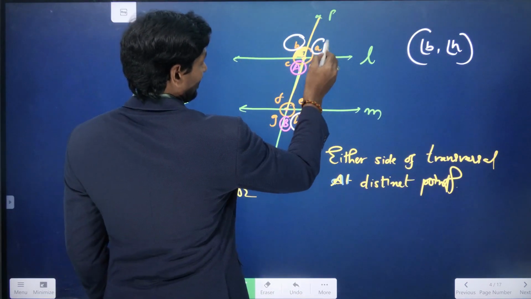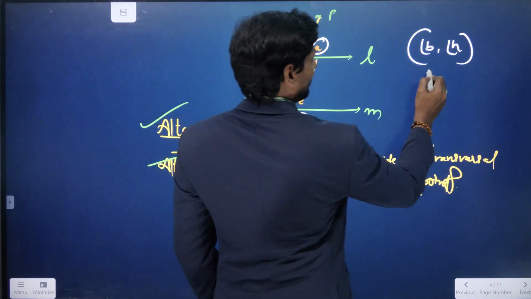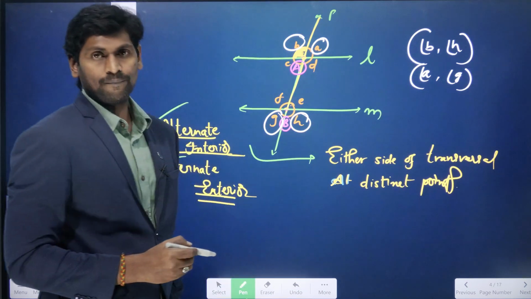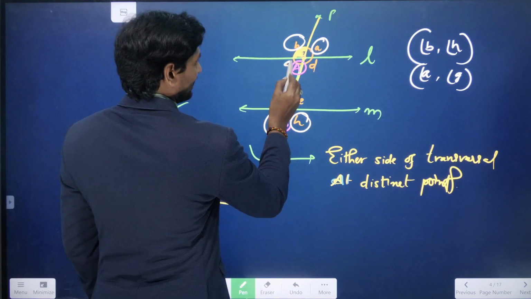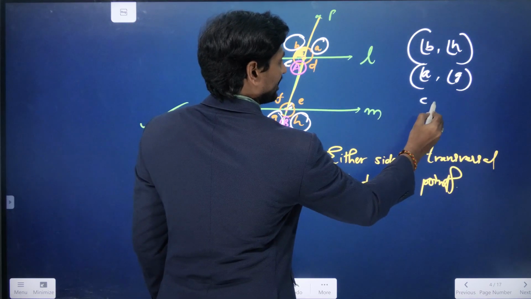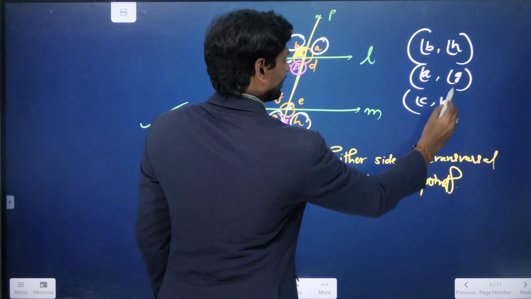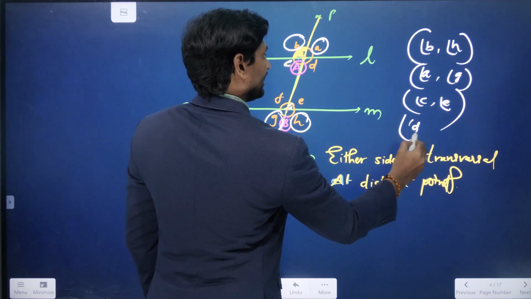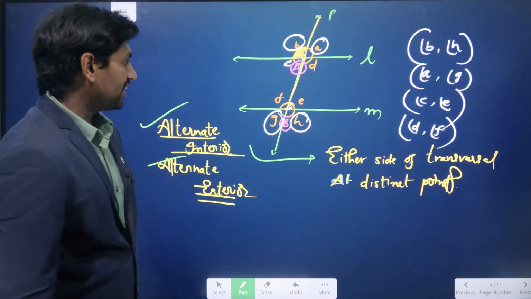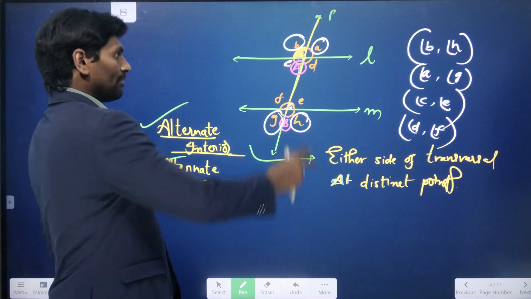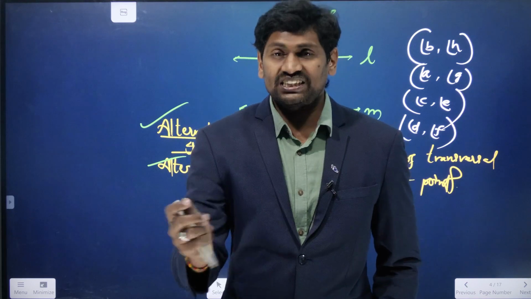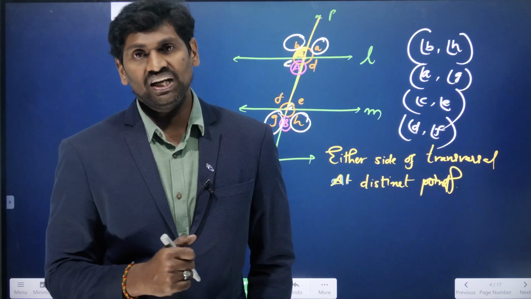Now A and G are alternate exterior angles. Now coming to interior, C and one more, E. Very good. C and E are alternate interior, and angle D and angle F are alternate interior angles. So from these total 8 angles, 4 angles are alternate exterior, 4 angles are alternate interior.